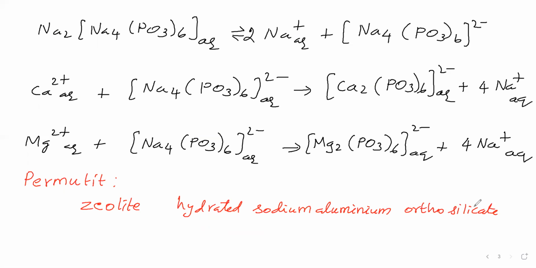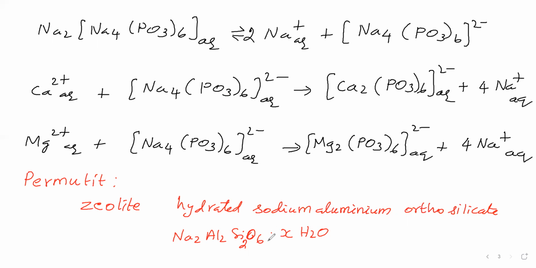Hydrated sodium aluminum orthosilicate, we can say. This permutit is artificial zeolite. Its formula is Na2Al2Si2O6.xH2O. So the hydrated sodium aluminum orthosilicate formula is like this.